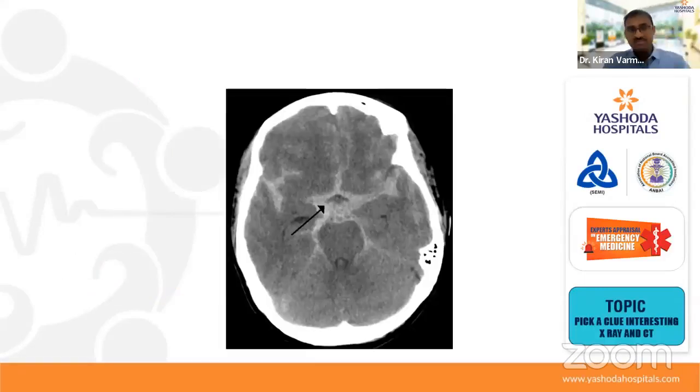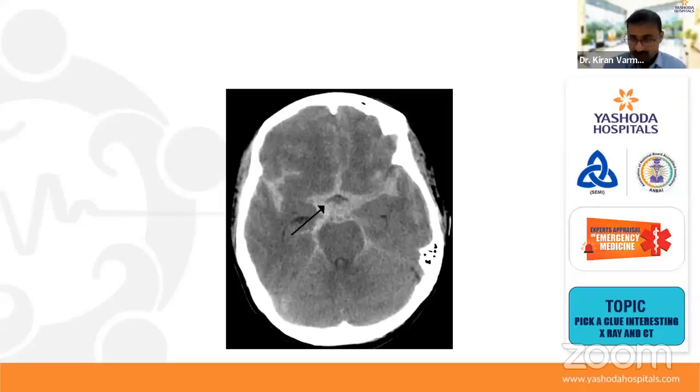So this is the CT scan. Keep the history in mind: sudden onset of severe headache which she never experienced before, no neurological deficit as such, and BP on the higher side. So what is your differential diagnosis? As someone said, SAH and CVT. This is the CT finding. So what is the diagnosis now? SAH, subarachnoid hemorrhage. So non-traumatic SAH.